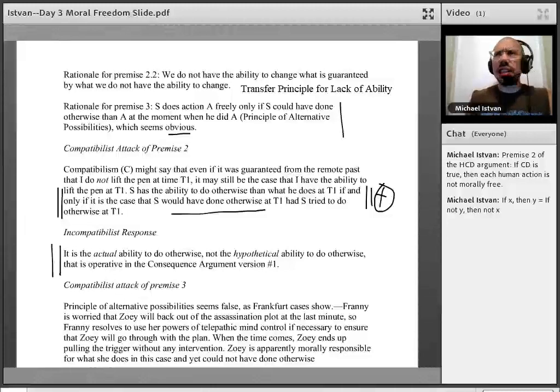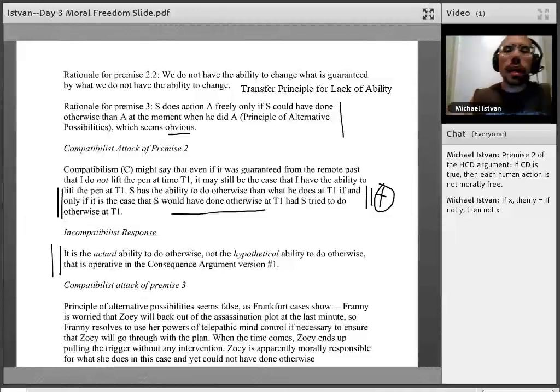The incompatibilist is going to say, okay, yeah, sure, you have the counterfactual ability to do otherwise. Yeah, in effect, had the deterministic chain been different, you would have done otherwise. But you don't have the actual and factual ability to do otherwise. It was locked in by the remote past, completely necessitated that you would never lift the pen. So all things considered, you don't have the ability to do otherwise.